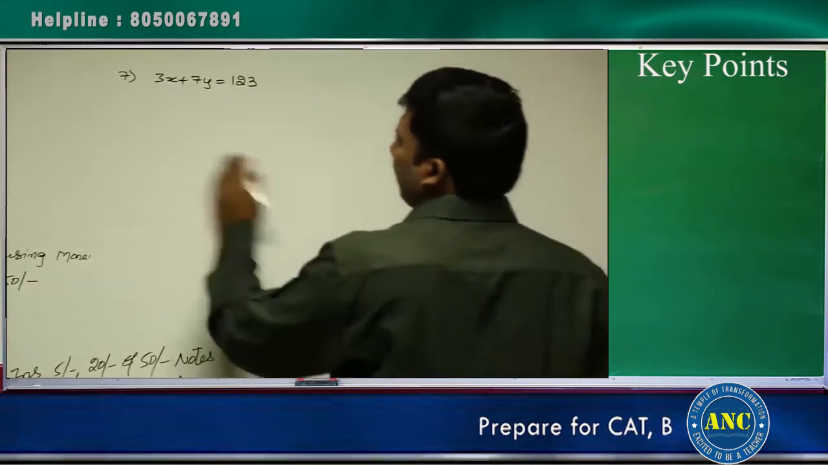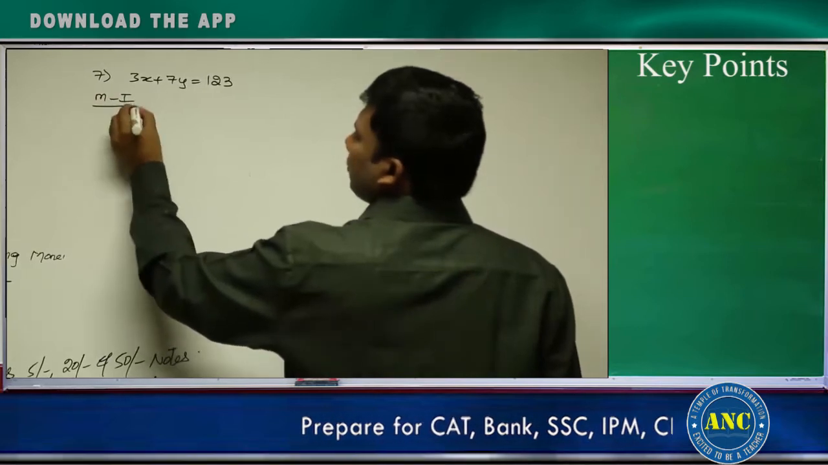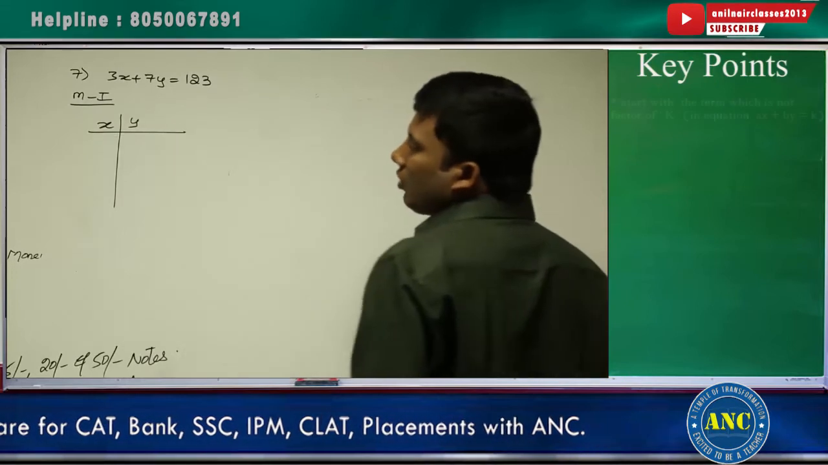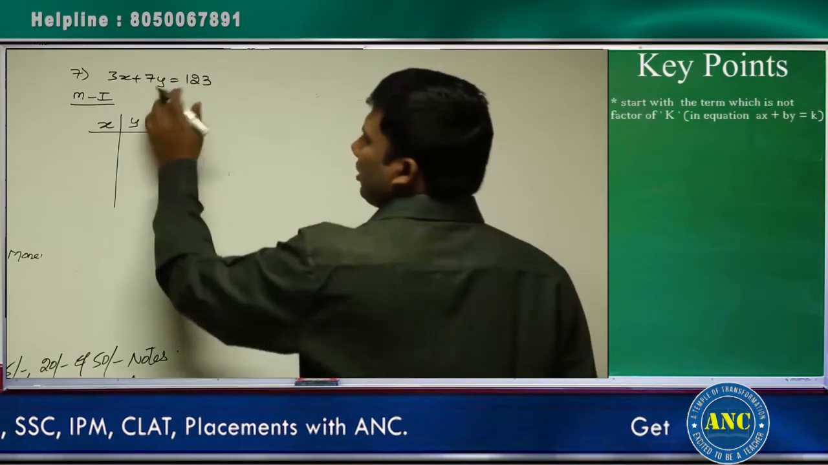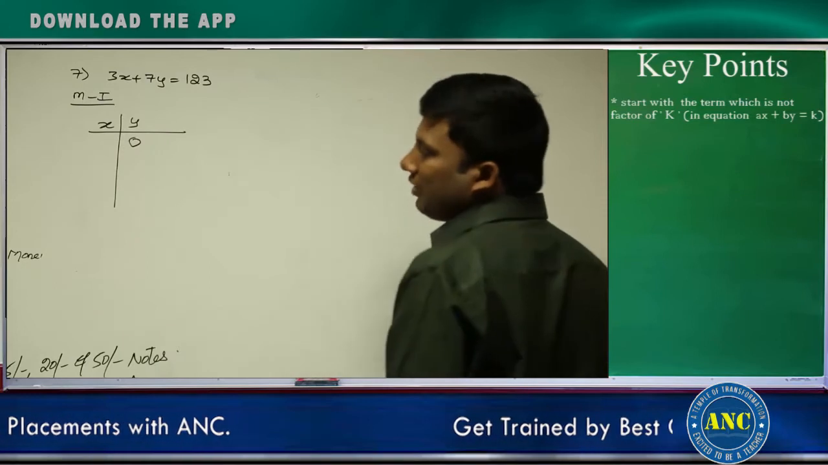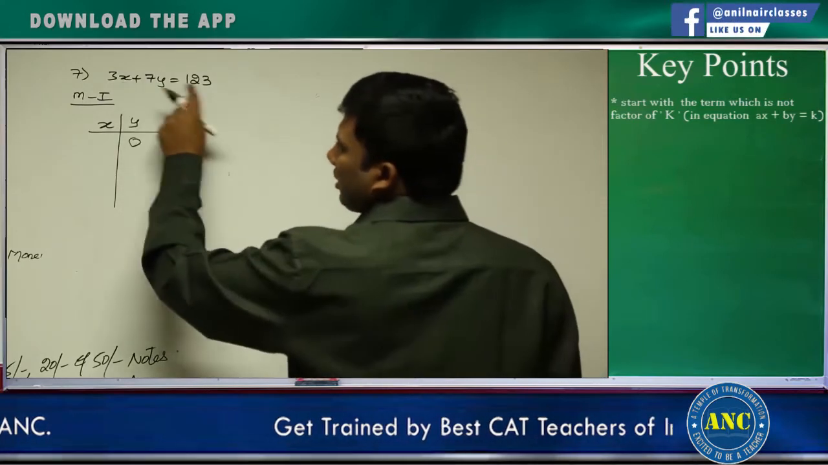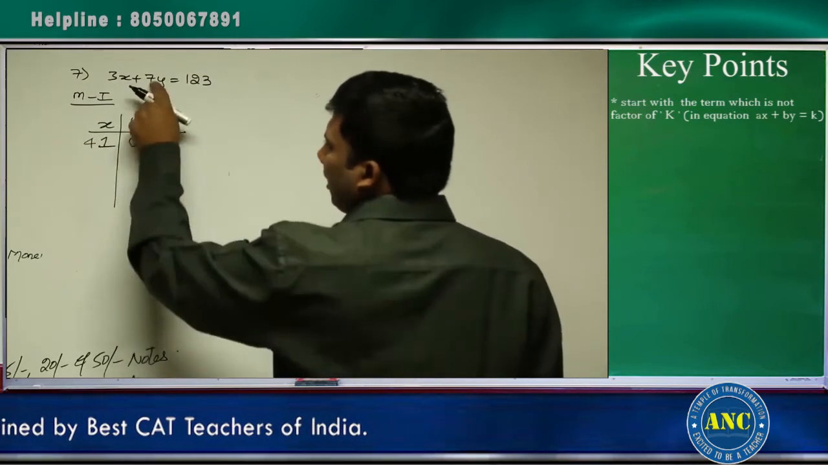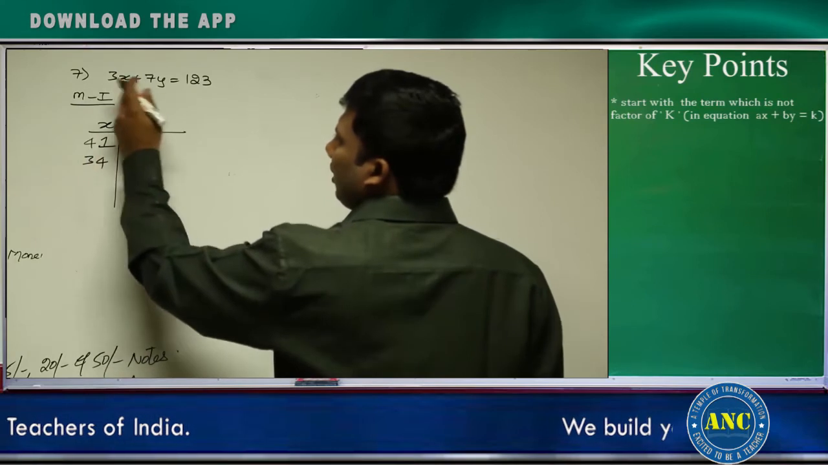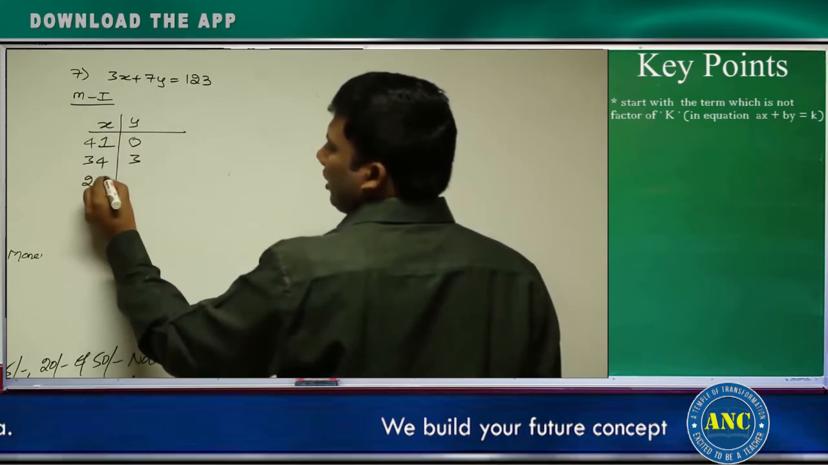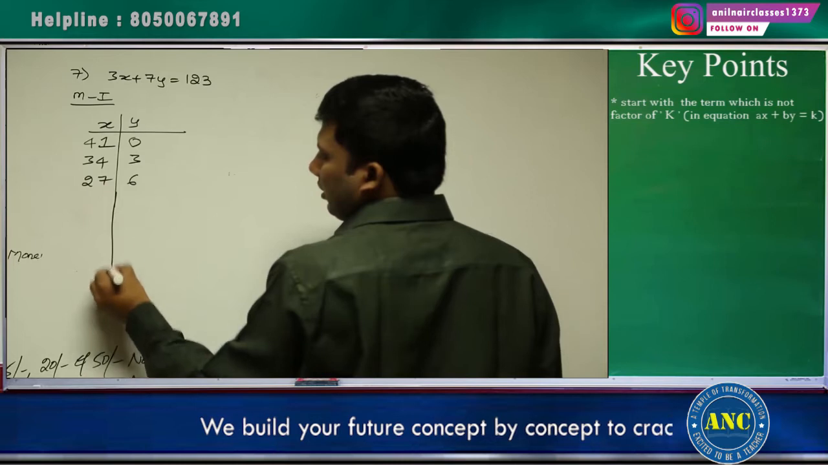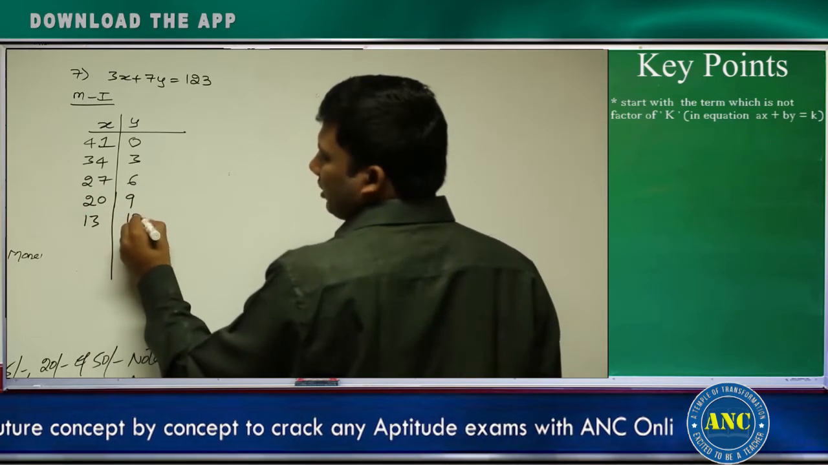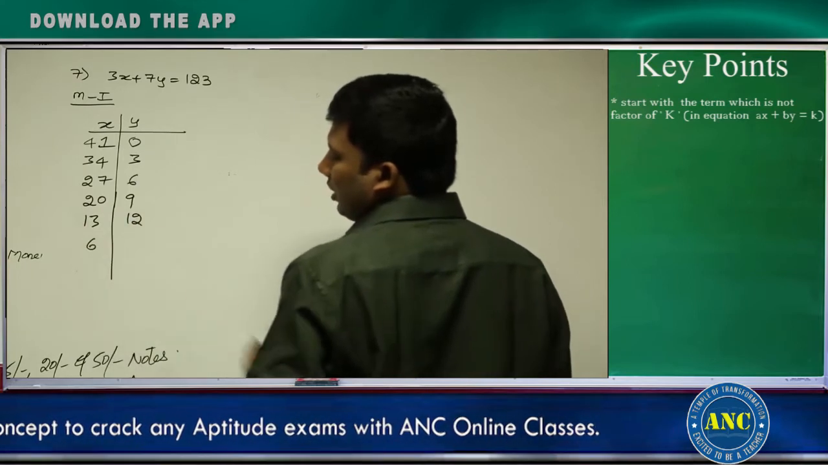Now see here. Method 1. Tabular method, x and y. Start with that coefficient which is not a factor of the constant. Start with y equal to 0 because 7 is not a factor of 123. 3x is 123. What is the x value? 41. 41 decrease by 7, 34. y increases by 3. Again decrease x by 7, increase y by 3. Decrease by 7, increase by 3. Decrease by 7, increase by 3. Decrease by 7, increase by 3.